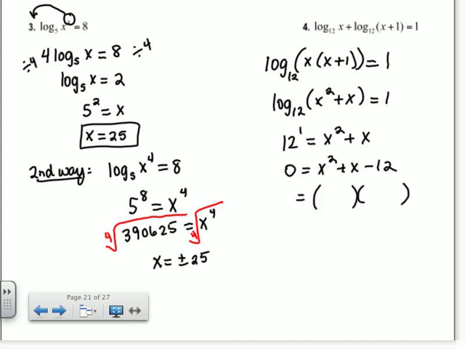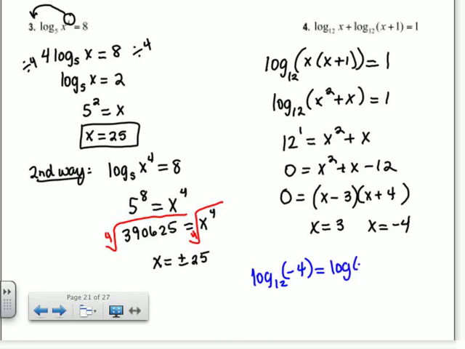Factor. So I get x minus 3 times x plus 4. So I get x equals 3, and I get x equals negative 4. Okay, I'm going to plug those into my original and check. Now, if you guys check log base 12 of negative 4, here's what happens. That's the same as log of negative 4 divided by log of 12. Do log of negative 4 on your calculator. What happens? Error. It says error. It says non-real answer.